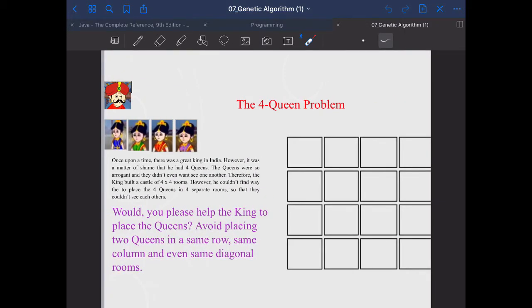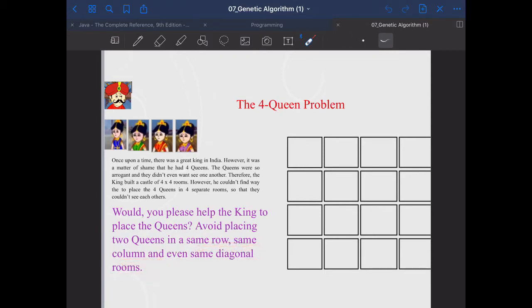So, there lived a king who had 4 queens, and with no surprise, none of them liked one another. The situation was so bad they didn't want to stay in rooms that were in the same row, same column, or even same diagonal room.